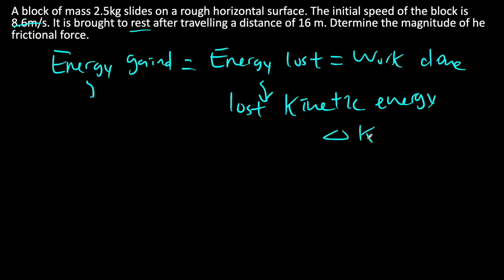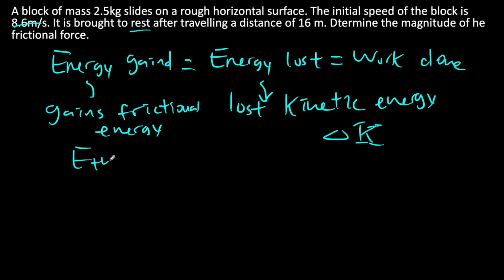So delta K, and this is due to friction. So energy gain is, it gains frictional energy, so E thermal. E thermal has to be equal to delta K, right? And K final, so final kinetic energy, is equal to 0.